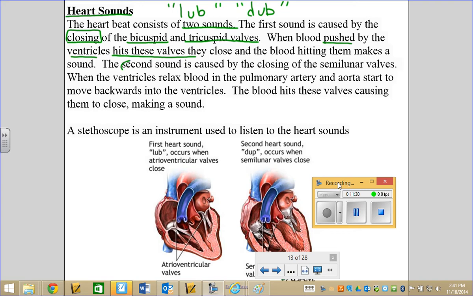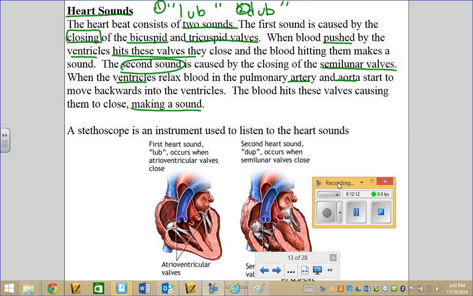The second sound, so number 1 is the lub, number 2 is the dub. The second sound is caused by the closing of your semilunar valves. Semilunar valves are the ones that attach a ventricle to an artery, either your pulmonary artery or your aorta. As blood moves through those arteries, it will start to move backwards. And when it gets to the point where the valve is, the valve closes. And that's where you get the sound.